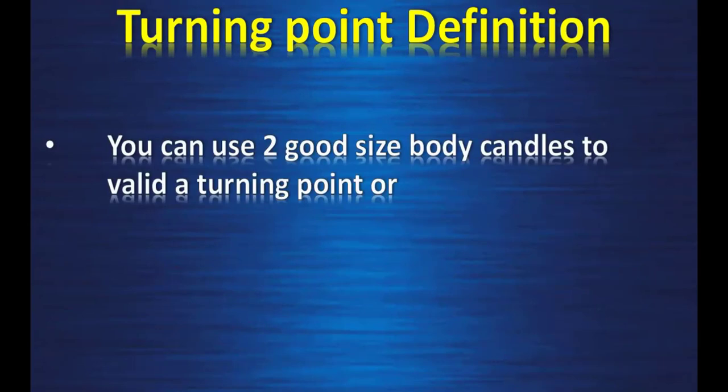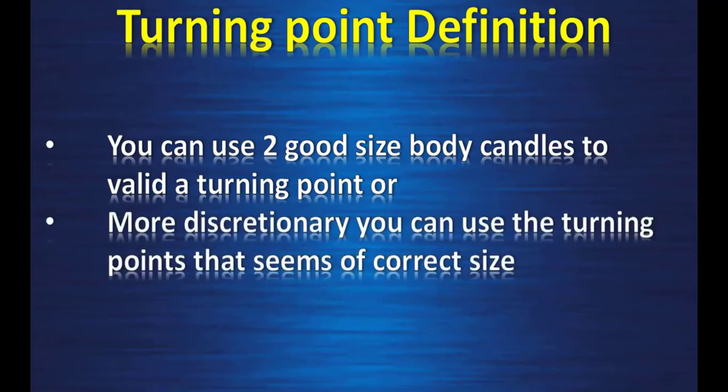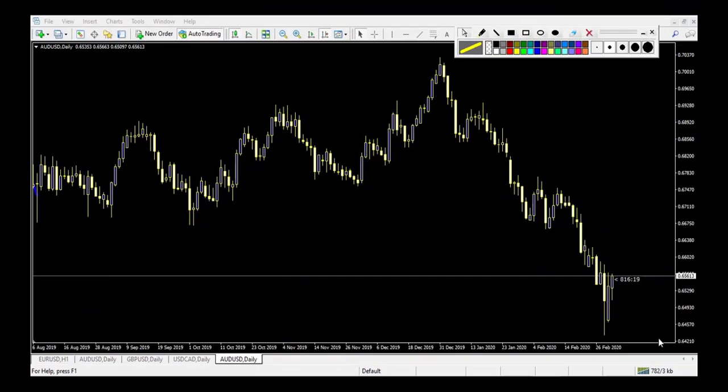We can use two good sized body candles to validate the turning point, or, more discretionary, you can use the turning point that seems of correct size. Let's see that on the chart. Now let's look at what makes a turning point for me.